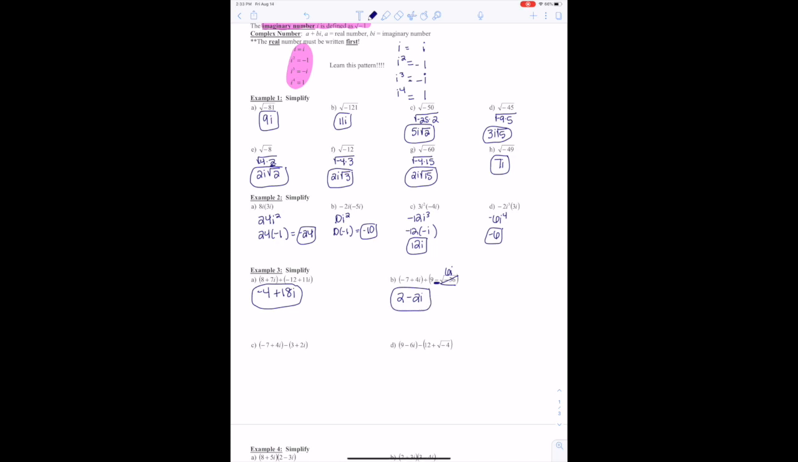For C, negative 7 minus 3 is going to be negative 10. 4i minus positive 2i is 2i. All right, D is similar to B. Square root of negative 4 is 2i. So 9 minus 12 is negative 3 for my like terms. Negative 6i minus 2i is negative 8i. Be very careful, especially when you're subtracting negatives.